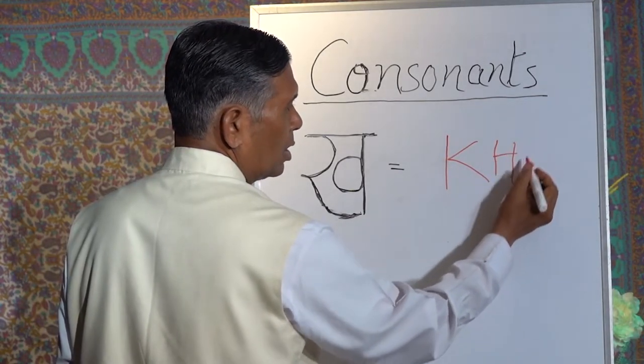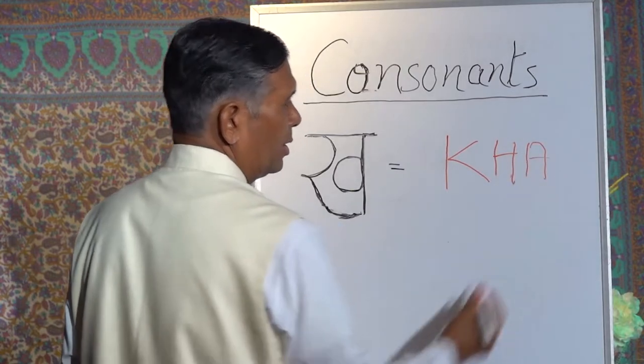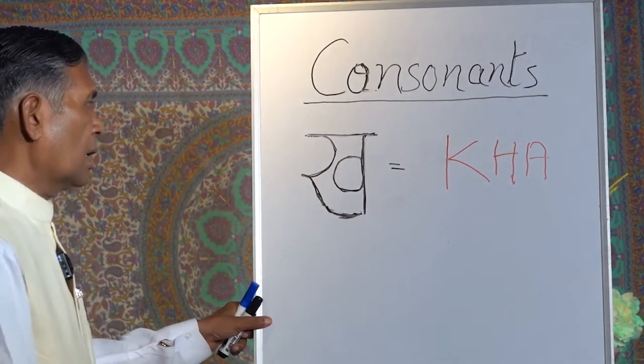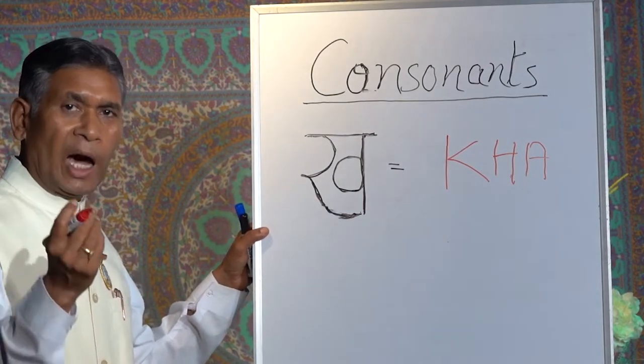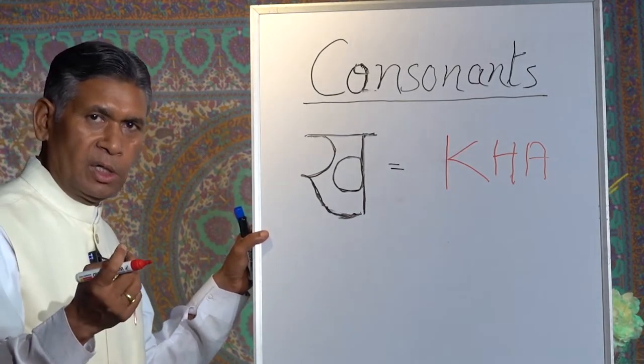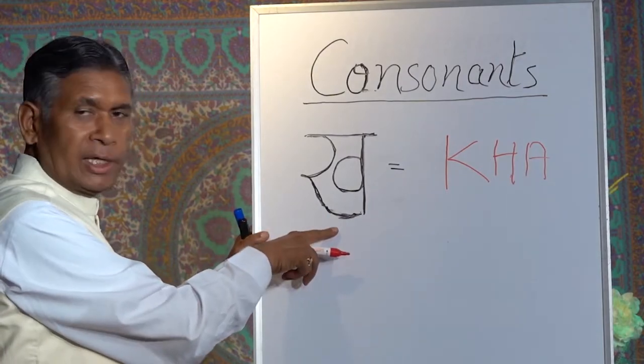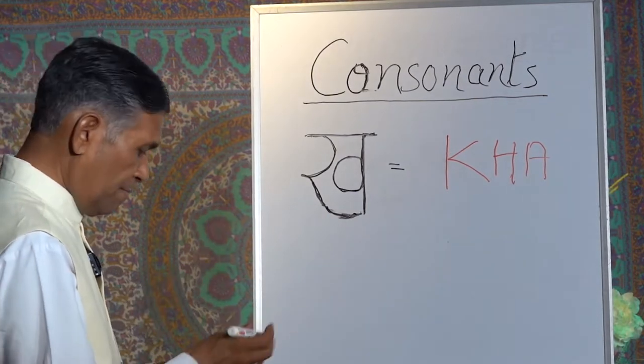So you can write like this, and this will be the second letter, the second consonant of Hindi, K, H, A, kha. For example, in Hindi we use khana. Khana is food. So for food, there is kha's use. Okay?